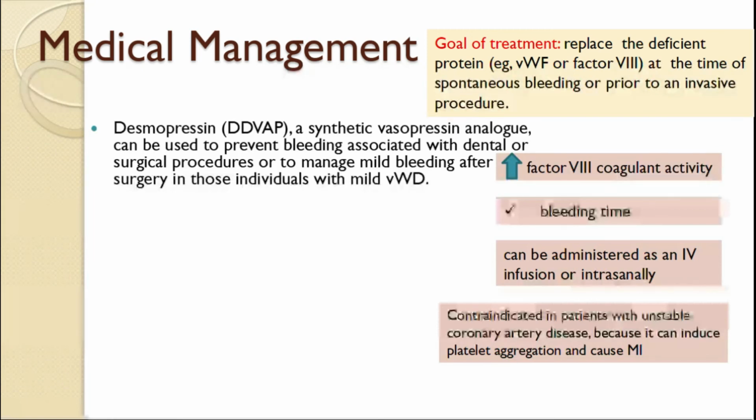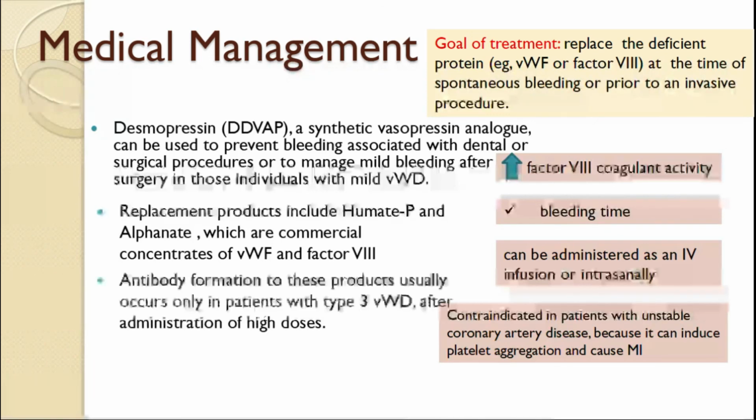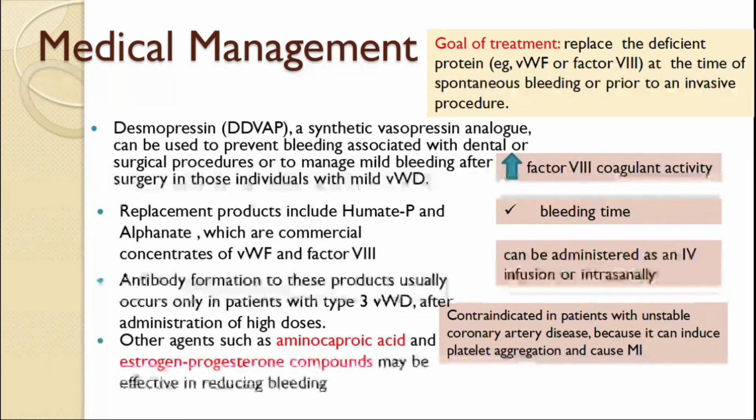Now, replacement products include Hemate P and Alphanate, which are commercial concentrates of VWF and factor VIII. Antibody formation to these products usually occurs only in patients with type 3 VWD after administration of high doses. Other agents such as aminocaproic acid and estrogen-progesterone compounds may be effective in reducing bleeding. And aspirin should also be avoided.